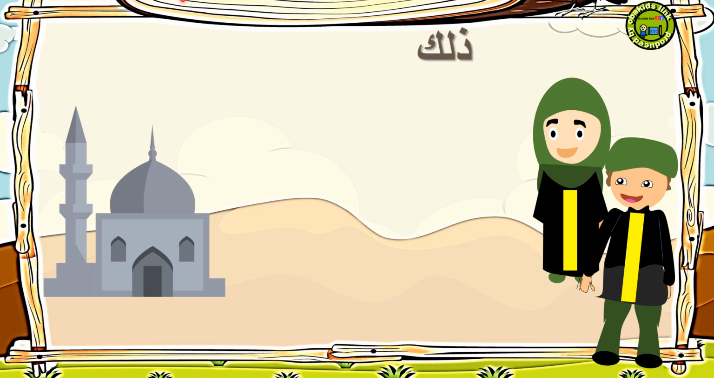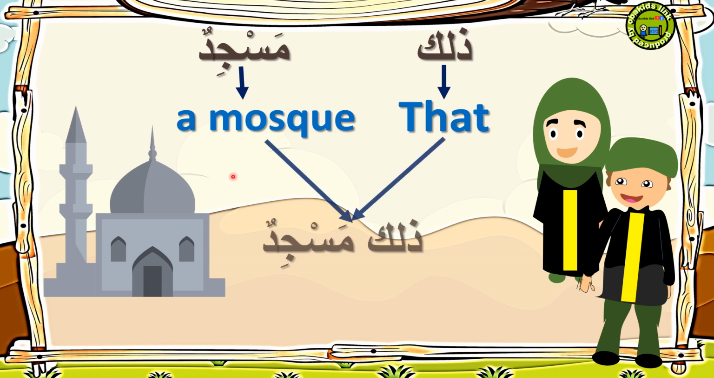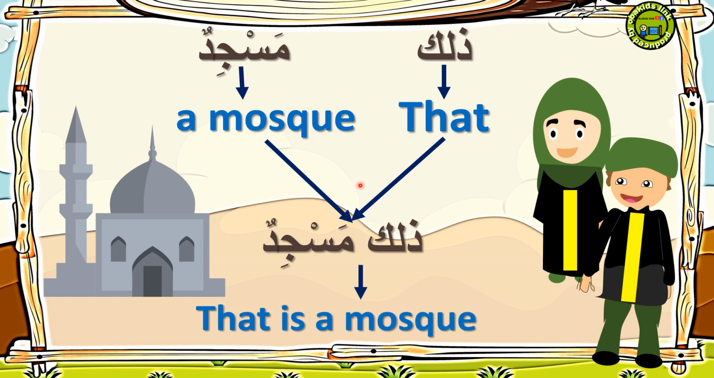This is Zalika. Zalika is a singular demonstrative pronoun which means that. This is Masjidun. Masjidun is a singular noun which means a mosque. Now if we join Zalika and Masjidun together, it becomes Zalika Masjidun. Say after me. Zalika Masjidun, which means that is a mosque. Let us go to another example.